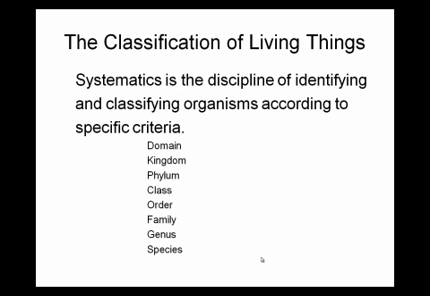The largest, most broad classification category is domain. Each subsequent category then becomes more specific. For example, a domain may contain several kingdoms. Each kingdom may contain several phyla. Each phylum may contain a number of classes, orders, families, etc. And ultimately, organisms are assigned to a specific genus and species.